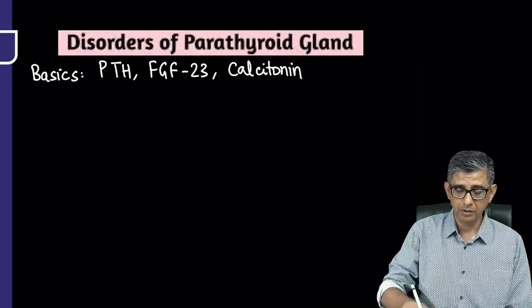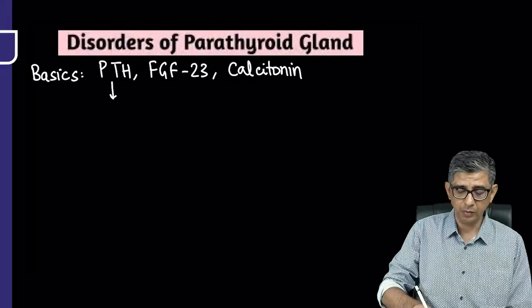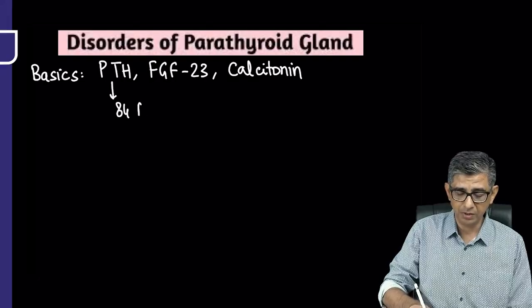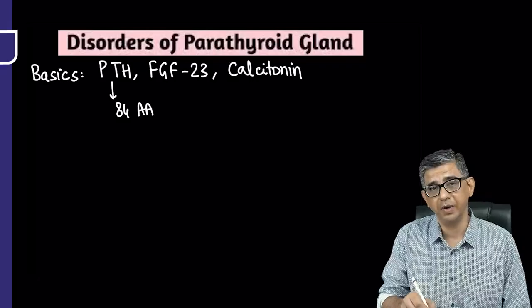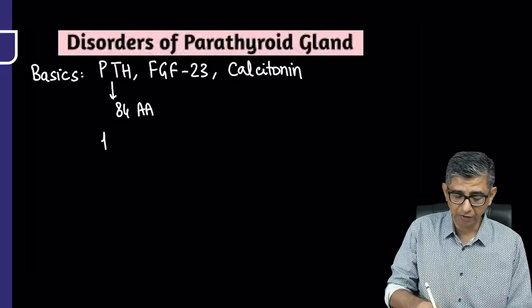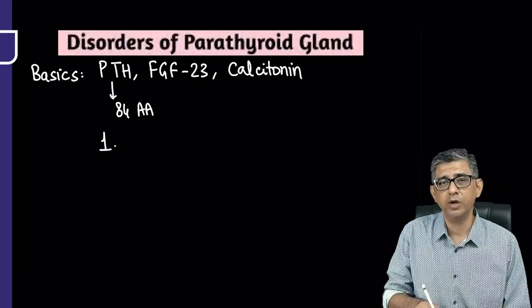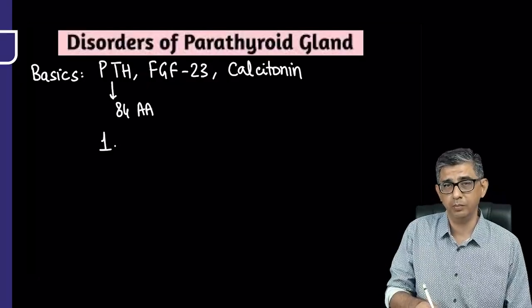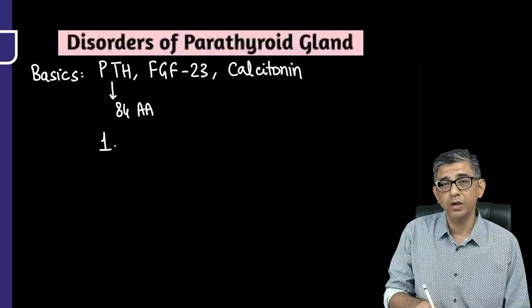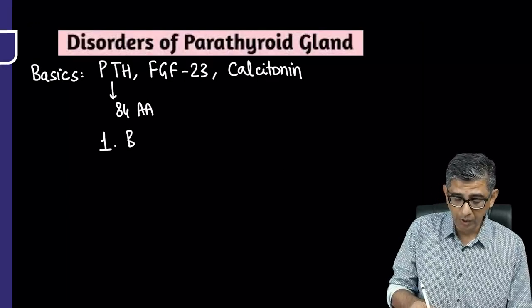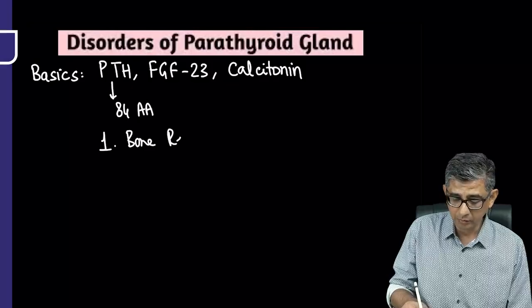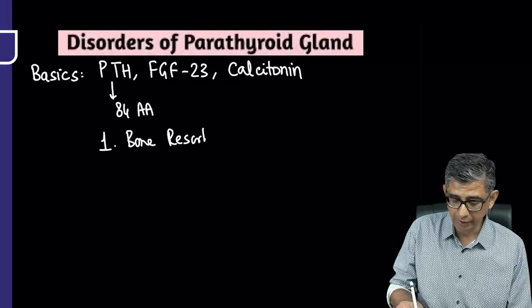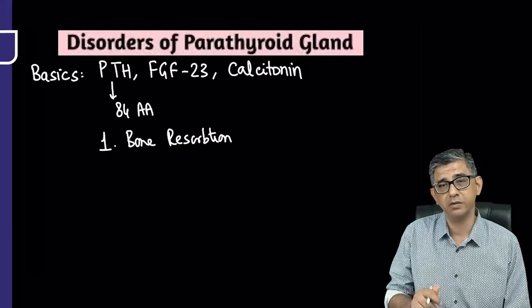When it comes to PTH, the first detail I want you to remember is that this is an 84 amino acid sequence, just like insulin is 51 amino acids. Now let's look at functions of PTH in the body. One is that if there is less calcium in the blood, then PTH will act on the bone. It's going to cause an enhanced bone reabsorption and it will try to stabilize the serum calcium values.